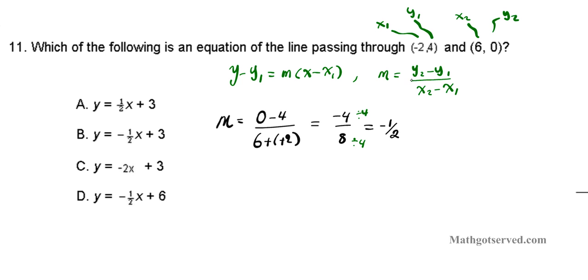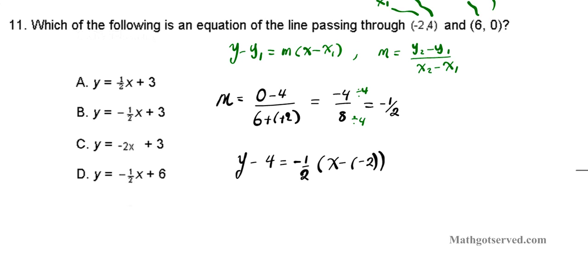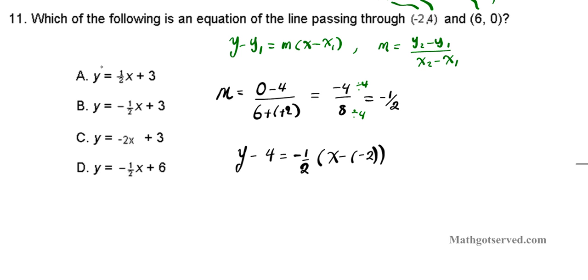Now we're going to make use of the first point and the slope to write down the equation of the line. So we're going to go y minus y1, y1 is 4, equals the slope m, negative 1/2, times x minus x1, x1 is negative 2. Now this is the point-slope form of the equation of the line, but we're expected to express it in slope-intercept form. So what is slope-intercept form? It's the form you have when you have y isolated. So what we're going to do here is simplify this and get y isolated, okay?